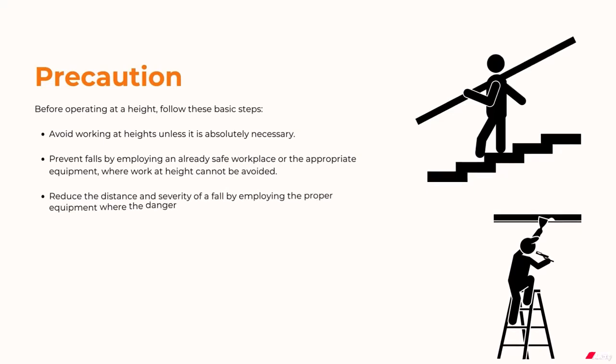Precaution. Before operating at a height, follow these basic steps. Avoid working at heights unless it is absolutely necessary. Prevent falls by employing an already safe workplace or the appropriate equipment where work at height cannot be avoided. Reduce the distance and severity of a fall by employing the proper equipment where the danger cannot be eliminated.